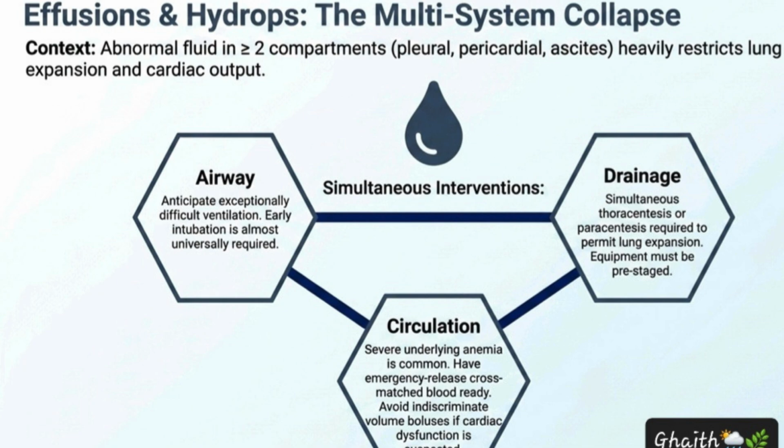Hydrops and significant effusions represent a genuine multisystem collapse, so this is where you need extra hands in the room, not just a different technique. The context: abnormal fluid accumulation in 2 or more compartments, pleural, pericardial, and ascites, heavily restricts both lung expansion and cardiac output simultaneously. 3 systems need simultaneous attention.